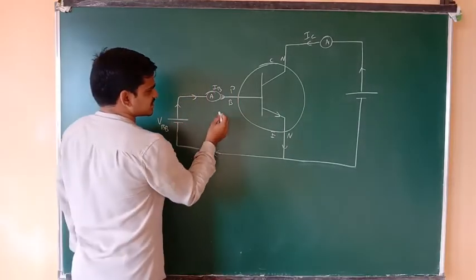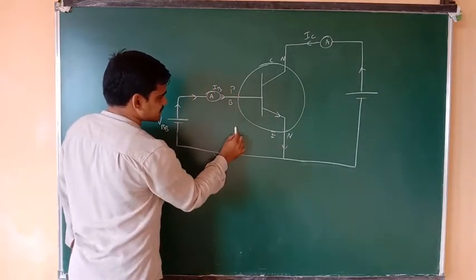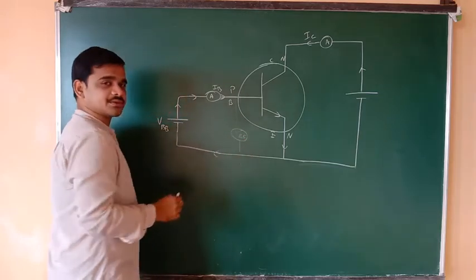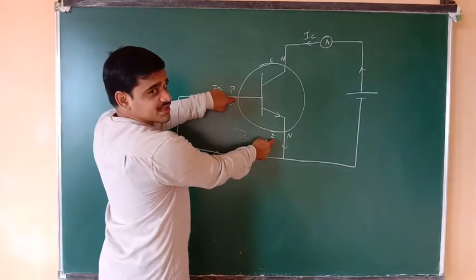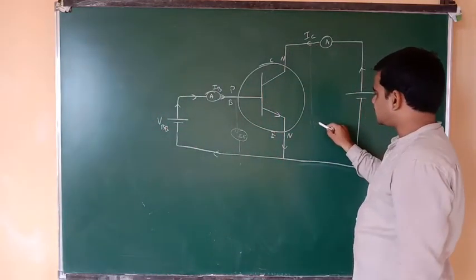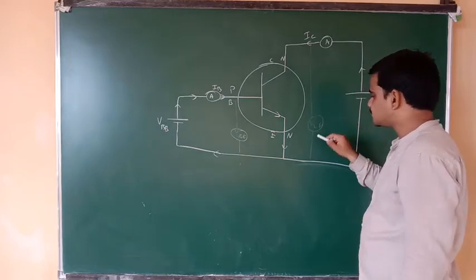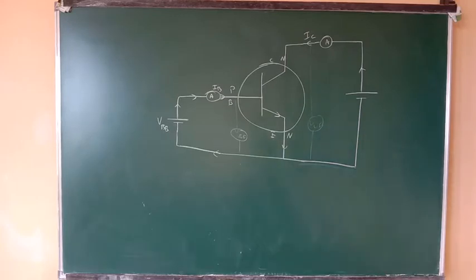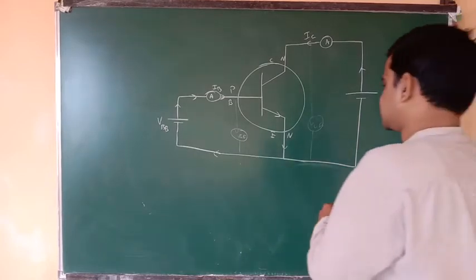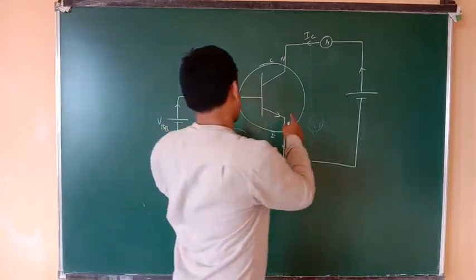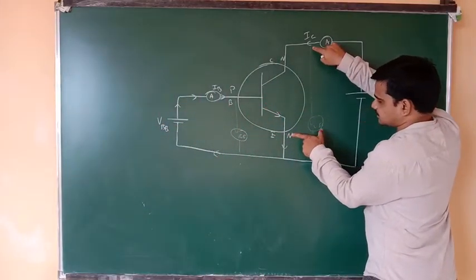Now we have a voltmeter connected between these two, VBE, which is used for measuring the potential difference between the emitter and base. And we have connected one voltmeter between these two also, which is used for measuring the collector emitter voltage, the potential difference between the collector and emitter. So the potential difference between the base and emitter is VBE, and the potential difference between the collector and emitter is VCE, correct enough?